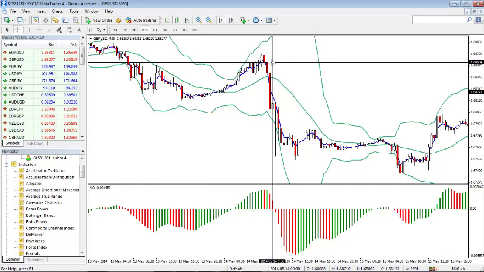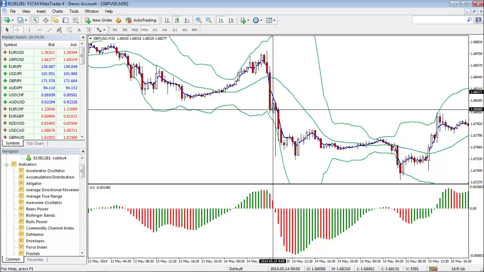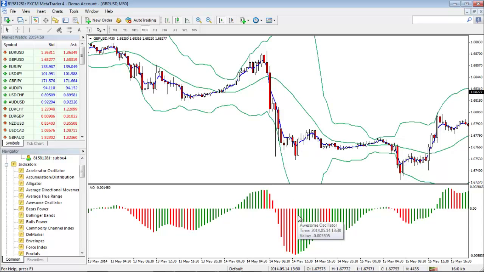So here, if you see, above the entry candlestick is the higher one, so we have to place our stop loss here, and take profit is again, like I have already mentioned, you can exit the trade for the 10 pips, or you can wait until the awesome oscillator changes its color to a different color. So here the awesome oscillator has changed its color from red to green, so this is where you can exit the trade.